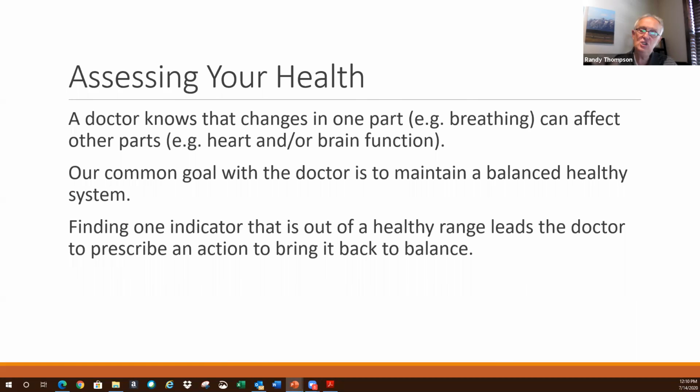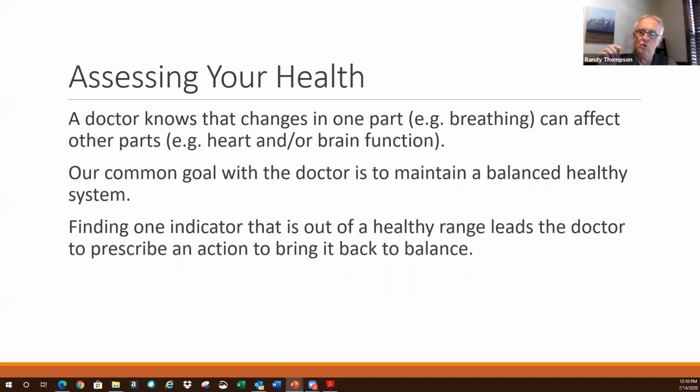Doctors know that if they change one part, it can affect other parts. For example, if any of you have ever had a stuffy nose, can't breathe, and you take Sudafed to clean out your nose, at the same time that you're able to breathe, you're also raising your blood pressure as much as 20 or 30 points. So they're always interrelated. They always interact together. There's that interaction that's very important.